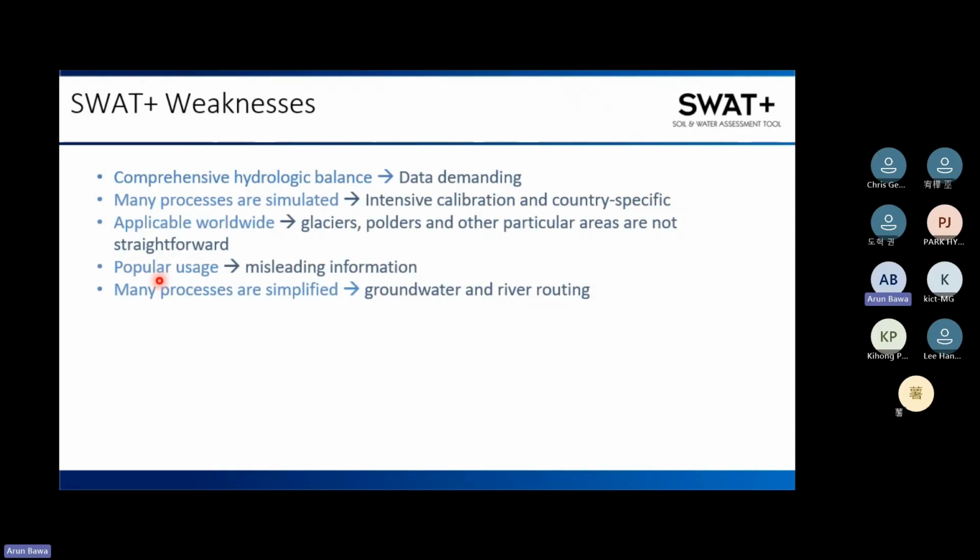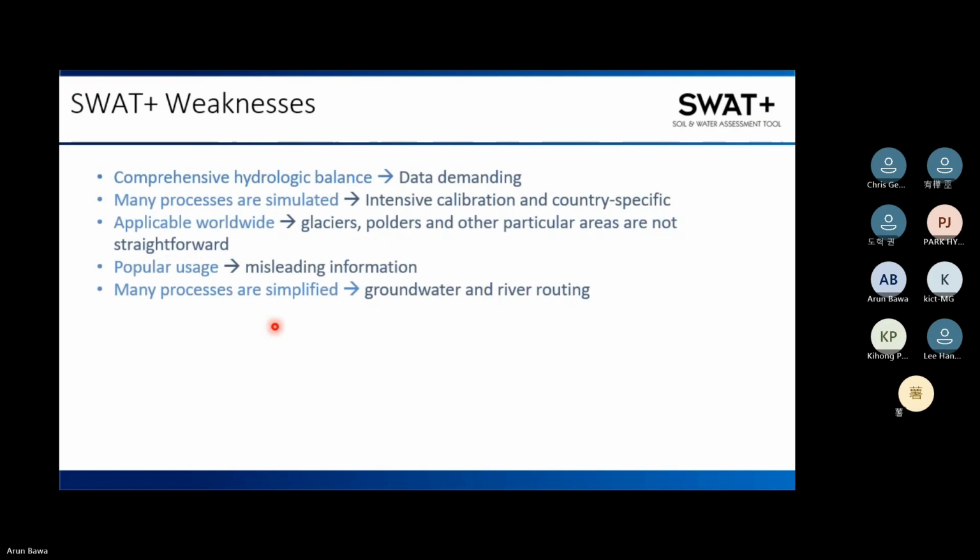Everything is available on the SWAT website. If you have any particular topic of interest, for example sediment, select it and you will get a lot of it. So we ask you not to use misleading information. You can get the right answer for many wrong reasons. So don't do that when you are using it.